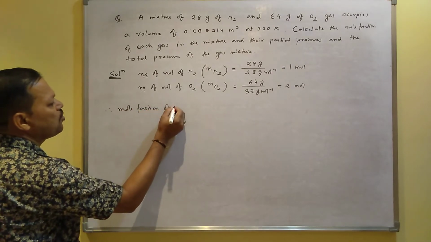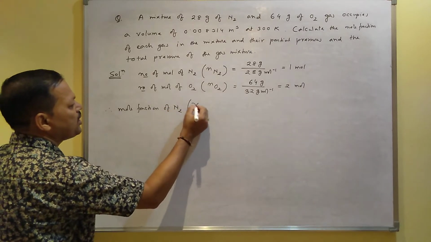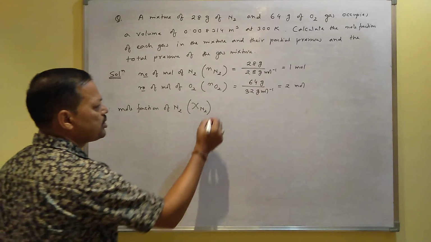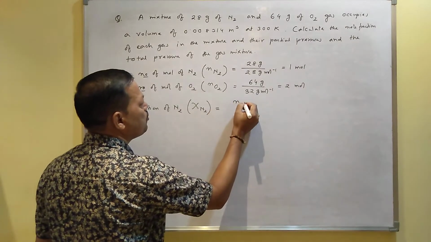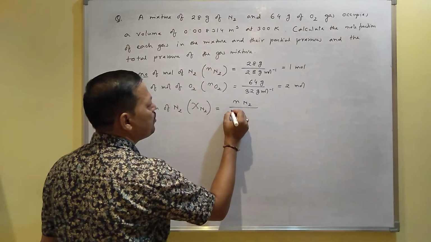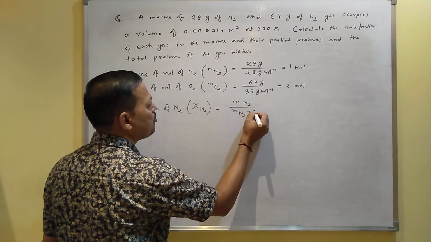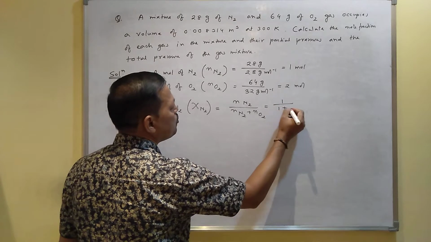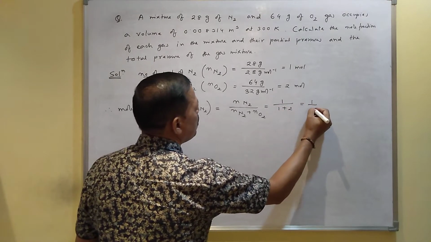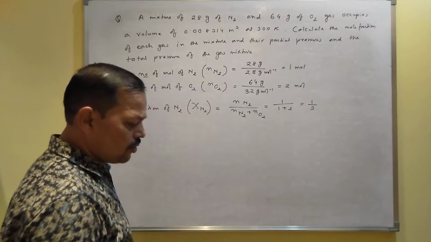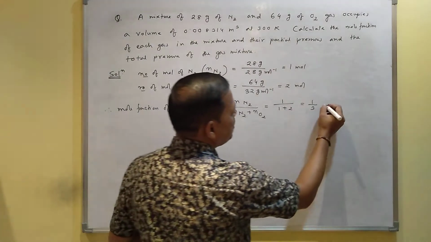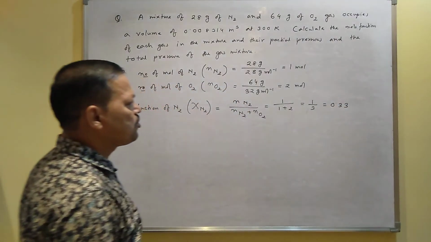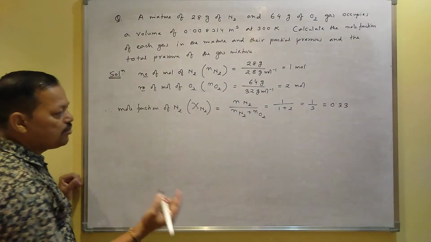So mole fraction of nitrogen gas, which is represented by chi of N2, is equal to number of moles of nitrogen divided by number of moles of nitrogen plus number of moles of oxygen. I mean 1 by 1 plus 2. So you will get 1 by 3. 1 by 3 means you can write 0.33. Mole fraction does not have any unit.